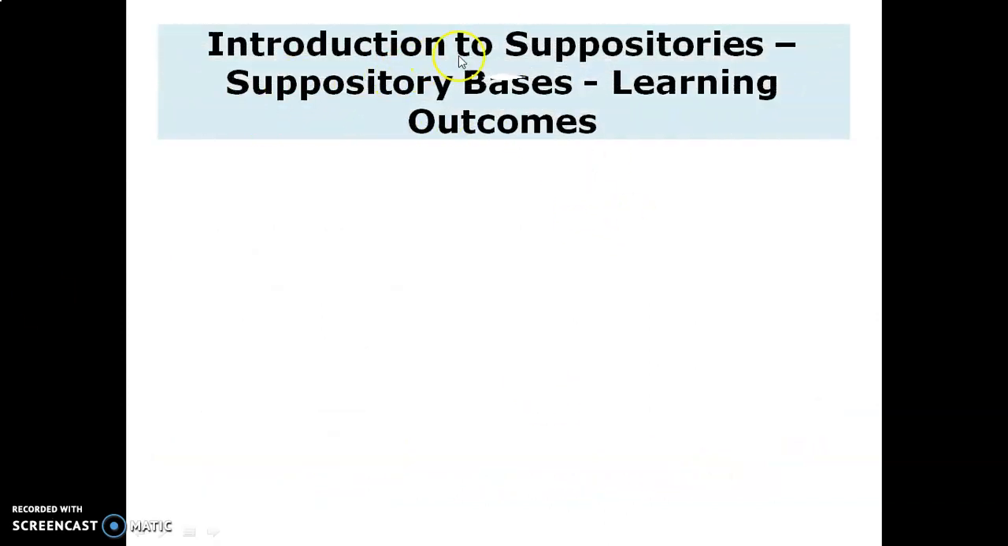So what we learned from this topic, introduction to suppositories, that is suppository bases, the learning outcomes are: what is suppository? Suppository bases.